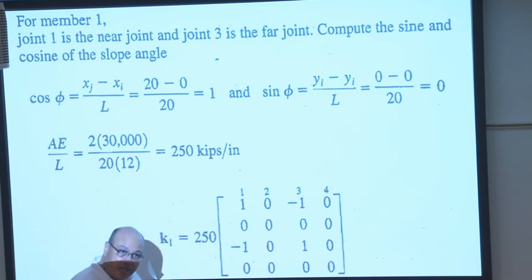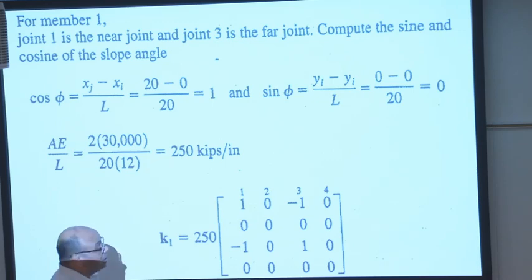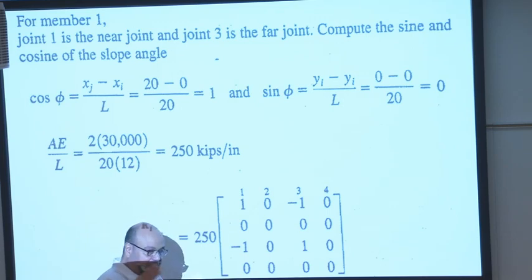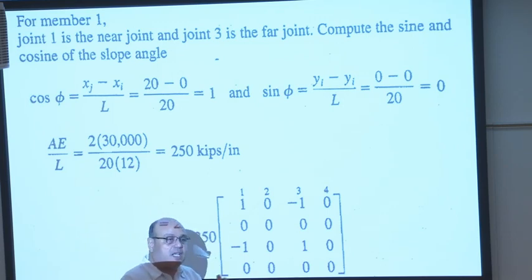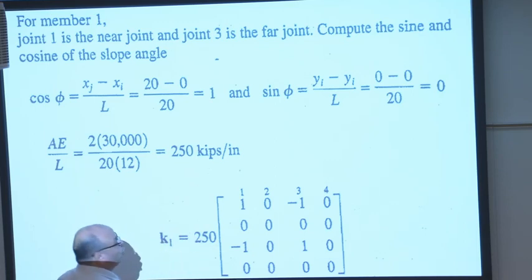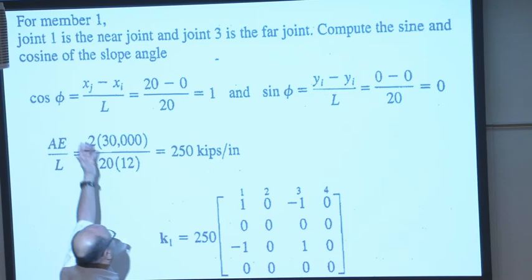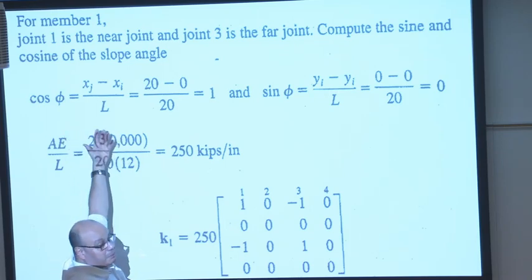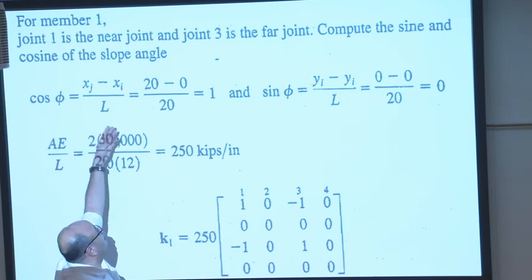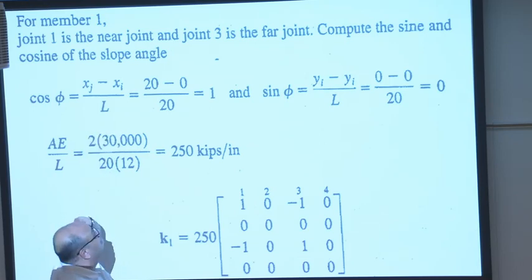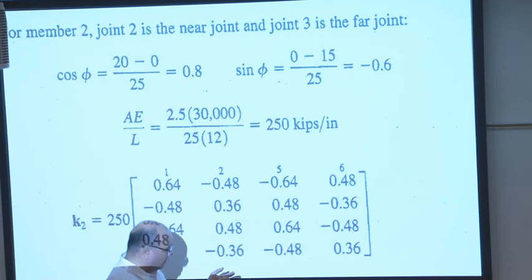And what is lambda x? It is cosine alpha or cosine phi, and lambda y is cosine the other angle. So one of them is the angle with the horizontal, and the other one is the angle with the vertical, or cosine of phi and sine of phi. It's the same exact thing. So what we're saying is the cosine of phi, which is lambda x, is x far minus x near over L.